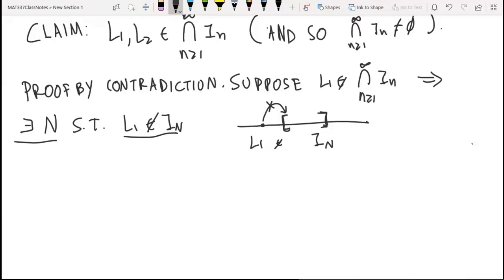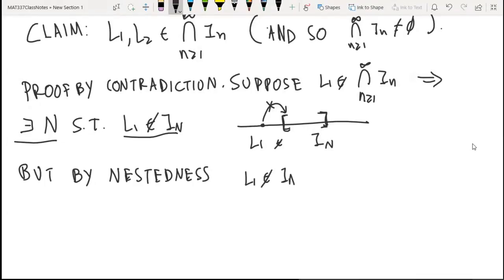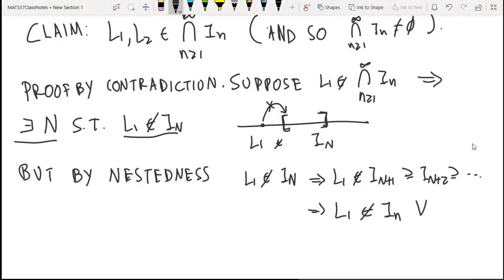Okay. Good. But by nestedness, L1 not in IN means that L1 is not in IN plus 1, which contains IN plus 2, and so on, which means that L1 is not in IN for all n bigger than n.